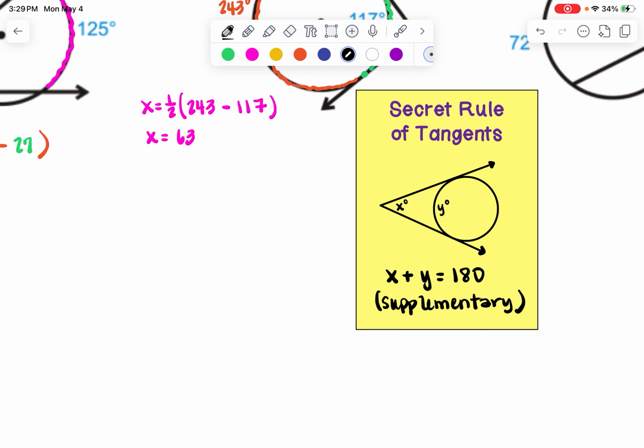And if you remember this rule, it makes much lighter work of some of the much more complicated problems that we'll do later on, where you're not going to be given a lot of information and it might take you like 10 steps to figure out that angle. Or you could just know this secret rule and be like, oh, it's supplementary, so I can get to my answer right away. Okay, so I'm just throwing that out there. It's definitely something that you'll want to know.